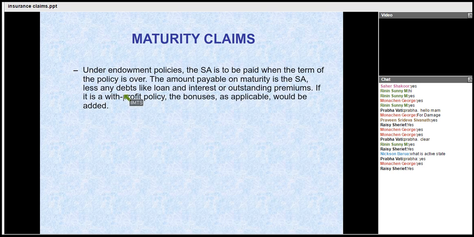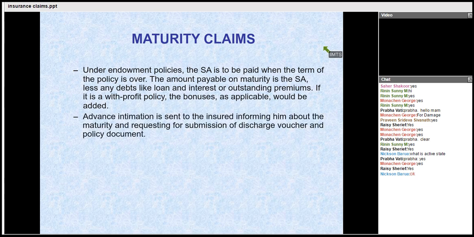Now, what is a claim exactly? How do we define it in terms of insurance language? A claim is the demand made to the insurer. Who is the insurer? We are the insurer, right? Advance intimation is sent to the insured informing him about the maturity and requesting submission of the discharge voucher and policy documents.